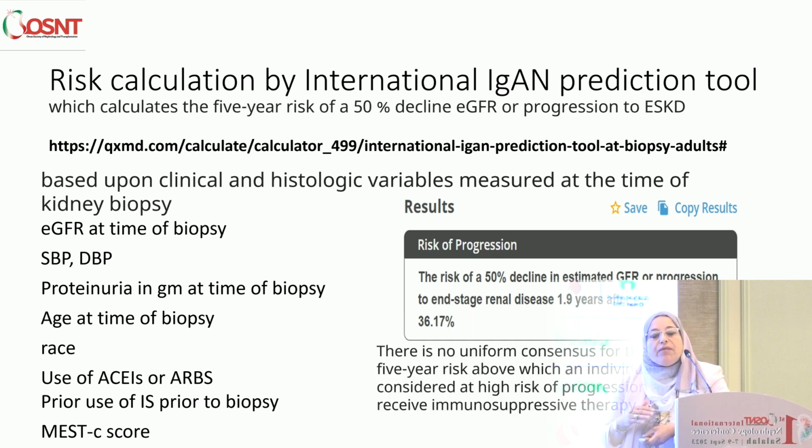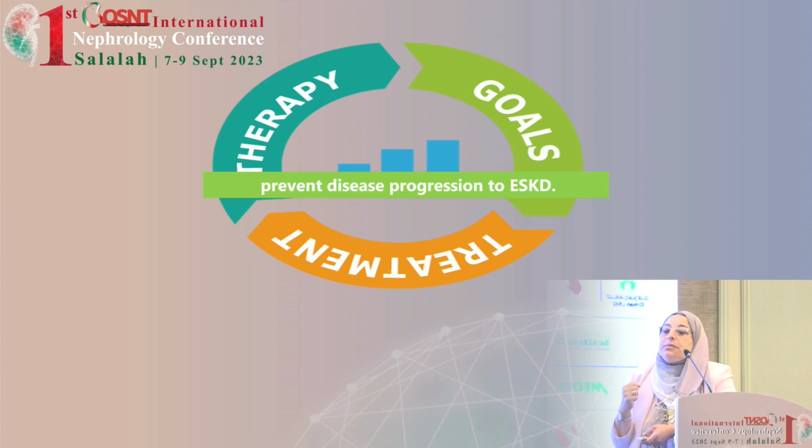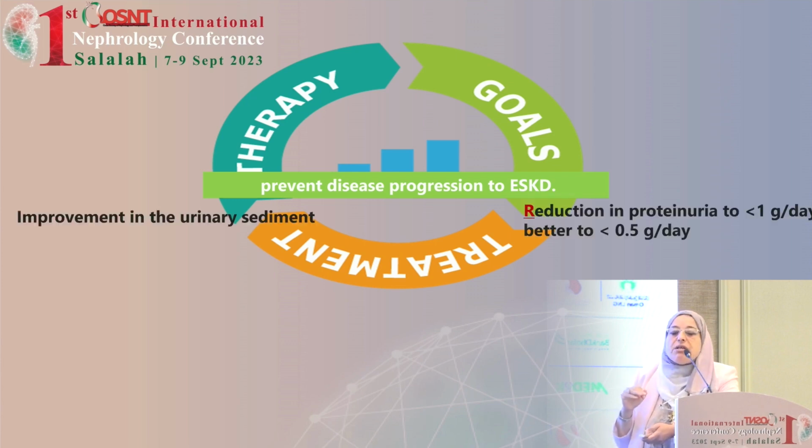But actually, till now, we have no uniform consensus on the threshold upon which we consider a patient to be at high risk or not. So we still discuss the result with the patient and try to start management. What is the management aim? I think there is no curative treatment for IgA, so the aim of our treatment is just to prevent progression to end-stage renal disease, clinically by improving the urinary sediment and reducing proteinuria to less than 1 gram, and preferably, if you can, to less than 0.5 gram.